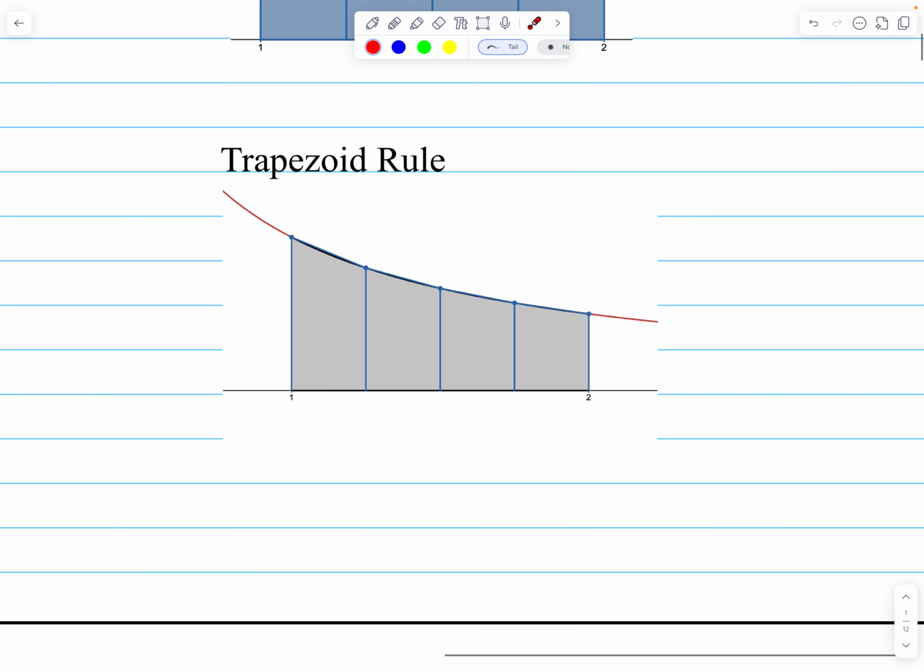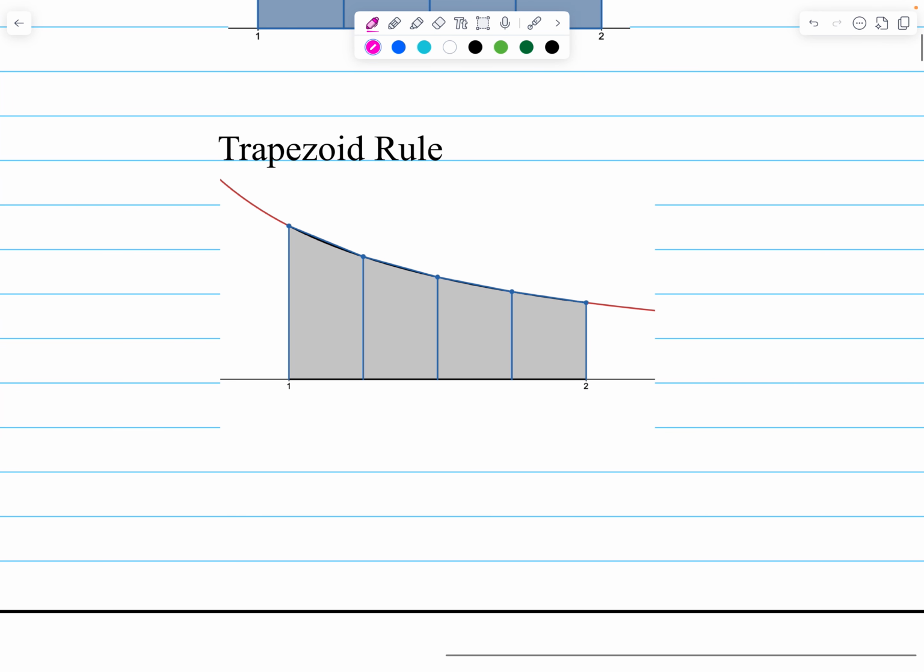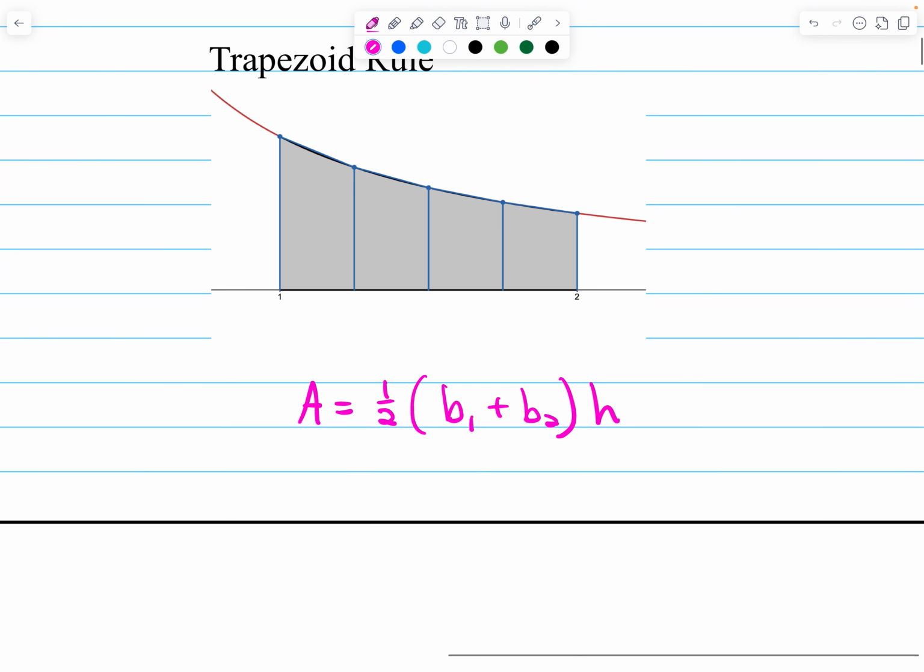And for the trapezoid rule, you draw a bunch of trapezoids. It helps here to remember that the area of a single trapezoid is 1/2 base 1 plus base 2 times the height of that trapezoid. Now, for each of these trapezoids, the bases are a little different than you might remember from geometry. The bases are always the two parallel sides of the trapezoid, and the height is always the distance between those parallel sides.